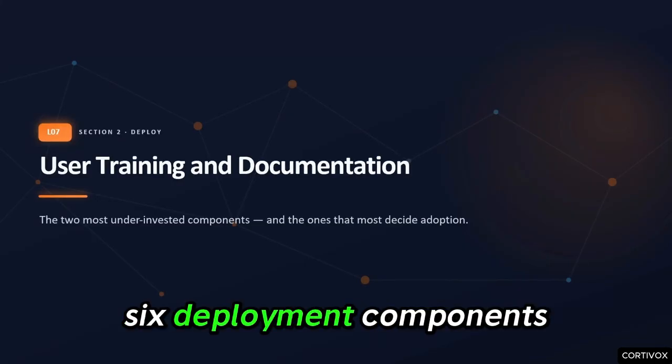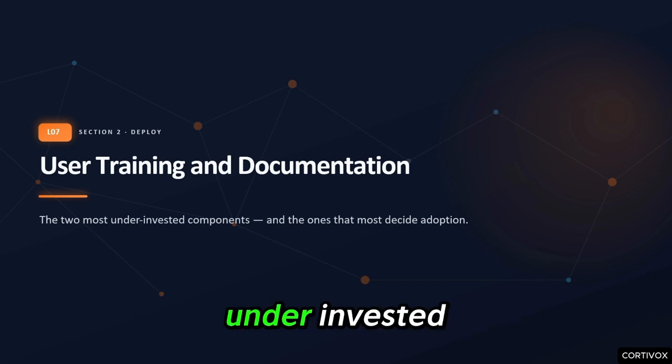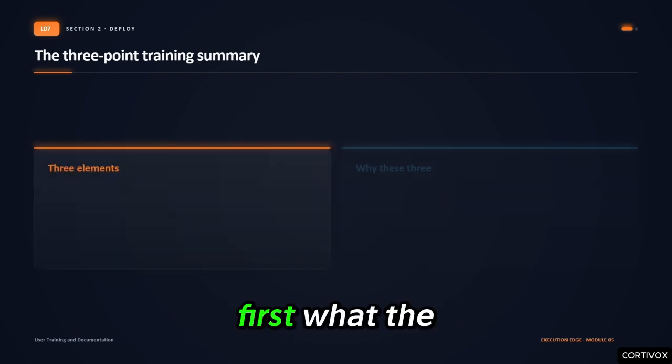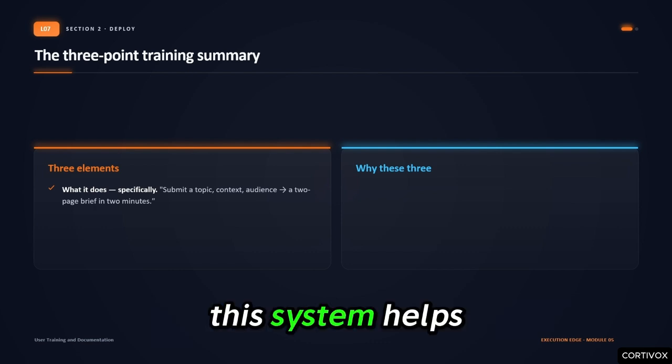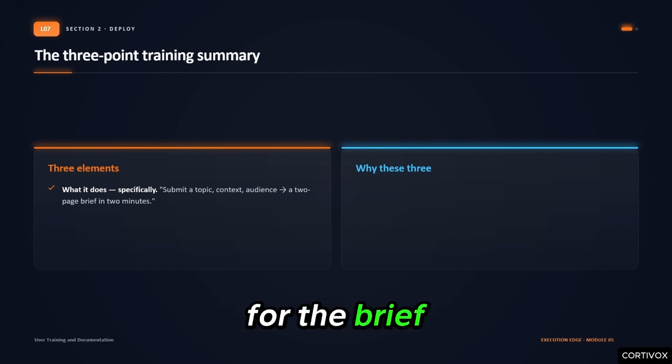Two of the six deployment components, training and documentation, are most commonly underinvested, and they are the ones with the most direct impact on whether people use the system after go live. The 3 point training summary has three elements. First, what the system does specifically. Not this system helps with research tasks. Yes, submit a topic, a context description, and the audience for the brief.